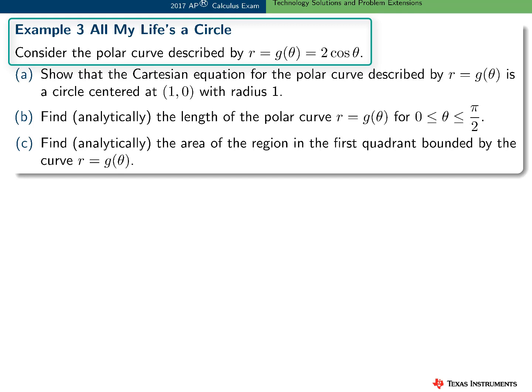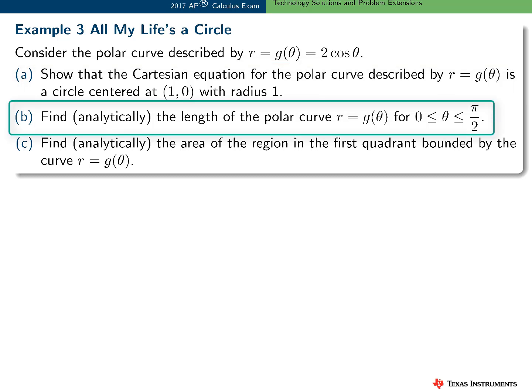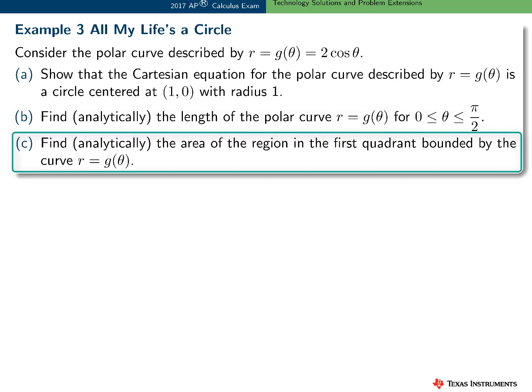And here's one more problem extension involving the polar curve r equal g of theta. First, show that the Cartesian equation for this polar curve is a circle centered at 1, 0 with radius 1. Show analytically the result in example 2. That is, that the length of the polar curve for theta between 0 and pi over 2 is pi. And finally, find analytically the area of the region in the first quadrant bounded by the polar curve described by r equal g of theta.